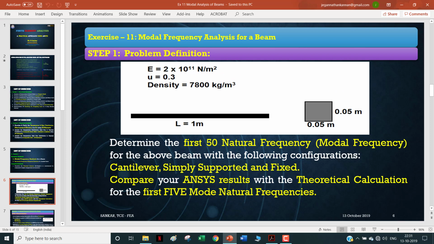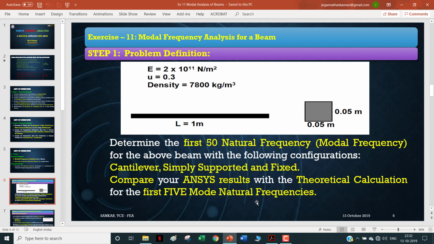So my problem is to determine the first 50 natural frequencies, also called the modal frequencies, for the above beam, and only the configuration is going to change, which is cantilever, simply supported and fixed, and all the other parameters are going to remain the same. Even though I calculate the 50 natural frequencies, I can only compare the first 5 natural frequencies with the theoretical calculation, because I don't have the constant C value for more than 5 frequencies.